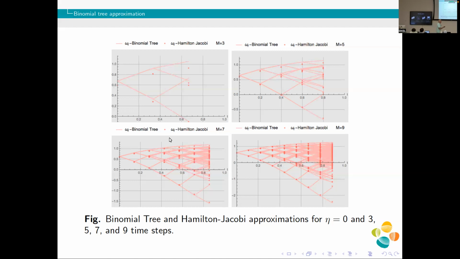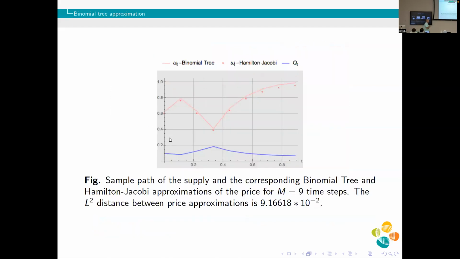So this is useful, for example, if you want to calibrate other models, because this tells you that these trees don't work so poorly. You can actually implement them and use them as your validation model for other codes, which is an interesting thing. And you see the price. This is a realization of the supply, and then you have a realization of the price for the binomial tree and for the Hamilton-Jacobi equation. You'll see that there is really good agreement with 9 time steps. And I think 9 is kind of the limit that we were getting.